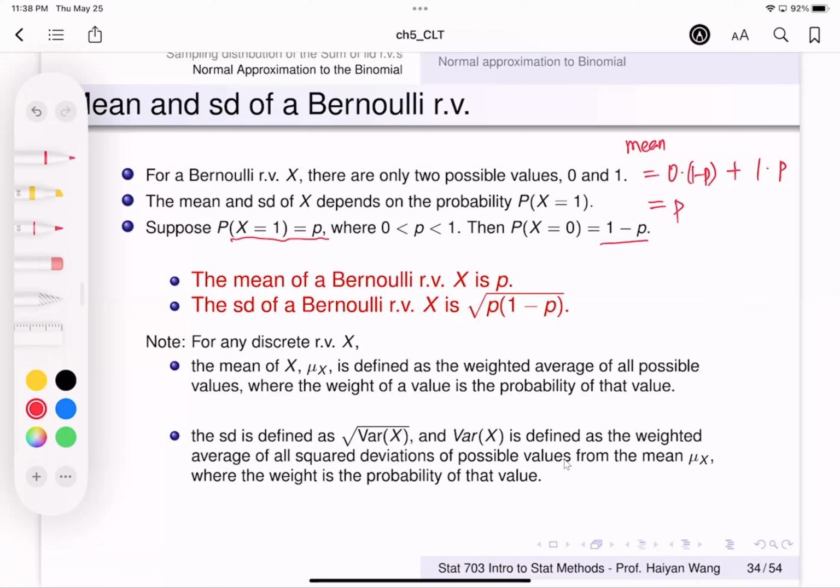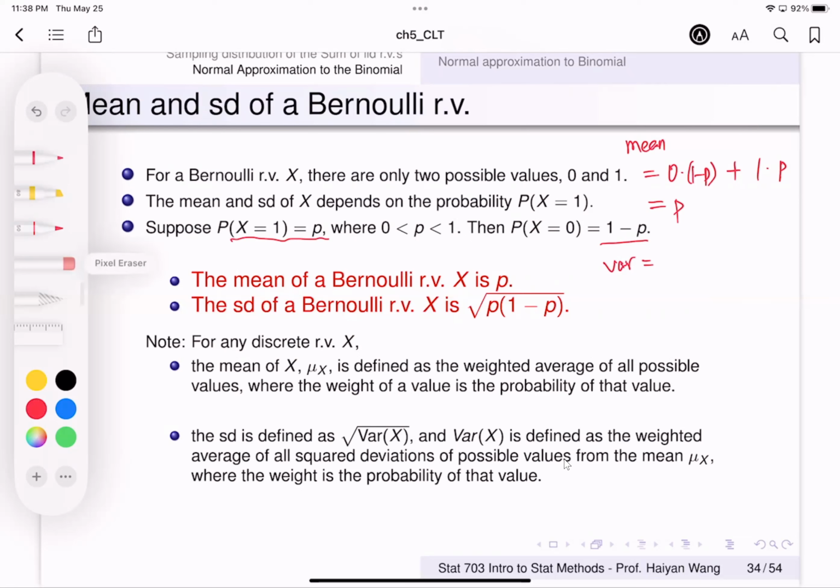The standard deviation of a Bernoulli random variable. For Bernoulli, again, when we compute a standard deviation, it is defined as the square root of variance. And the variance is the average weighted squared deviation of all possible values. And the weight is again the probability.